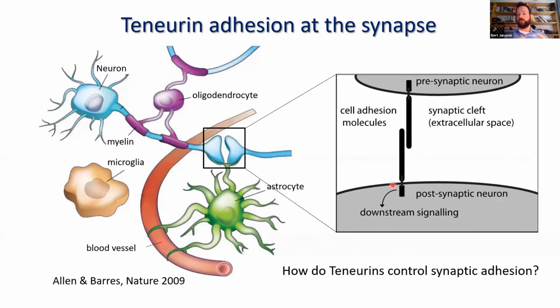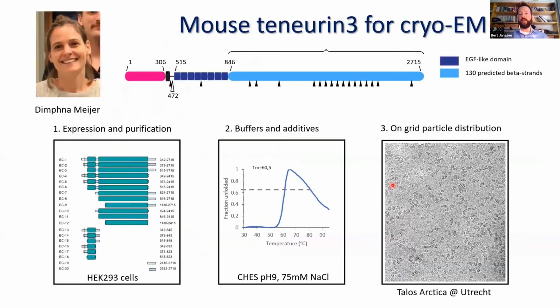So how do teneurins control synaptic adhesion? This question, Dimphna Meijer, a postdoc in my group, set out to answer. She first focused on teneurin 3, one of the teneurin variants. Teneurins are type 2 transmembrane proteins, so they have an intracellular N-terminus, one single transmembrane helix, and then an extracellular C-terminus. For teneurins, there's not much known about the composition.